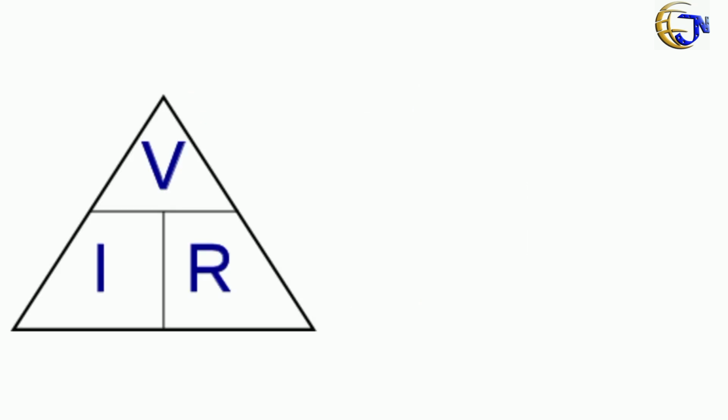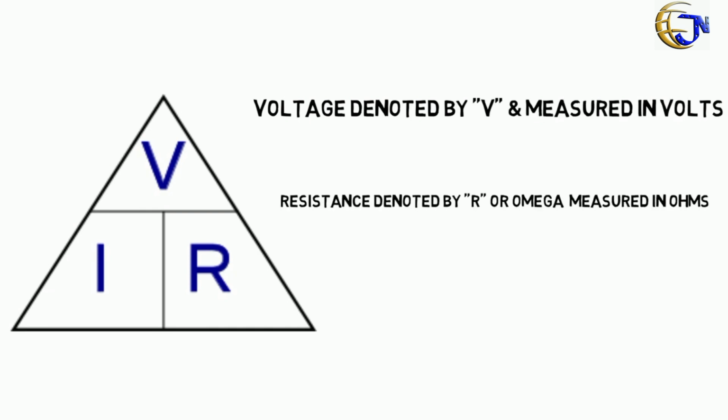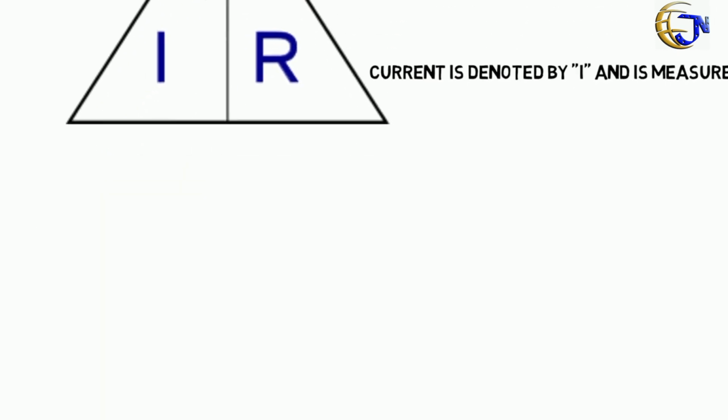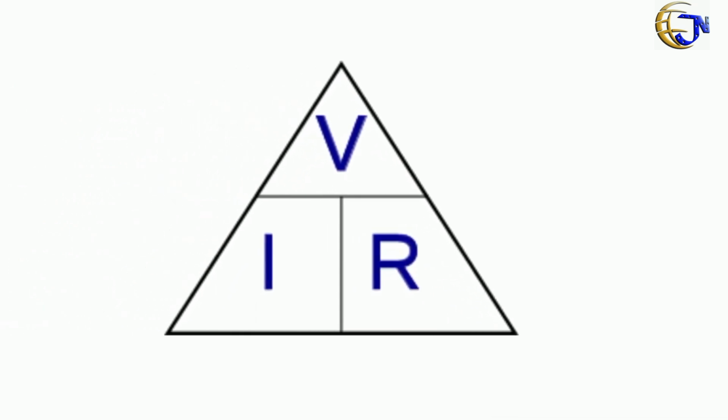For the Ohm's triangle, V for voltage in volts, I for current in amperes, and R for the resistance in ohms. Inside the triangle, we have a T shape. We'll take the horizontal line as division and the vertical line as multiplication, such that if we are looking for V, the unknown, if we are looking for I, if we are looking for R, this is how we are going to do it.